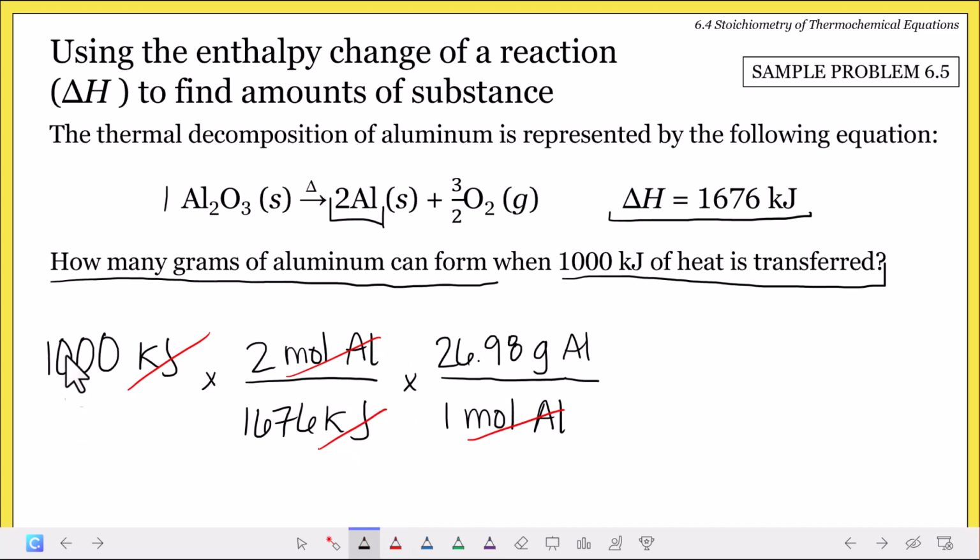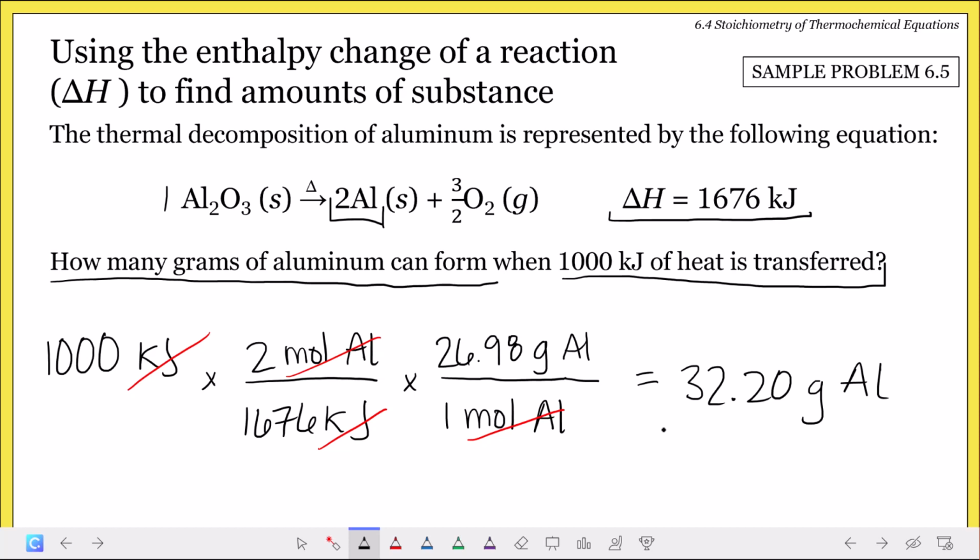So we would take everything in the numerator multiplied together, divided by 1,676, and we should find something like 32.2 grams of aluminum. Okay, so if 1,000 kilojoules of heat were transferred, then 32.2 grams of aluminum must have been produced.